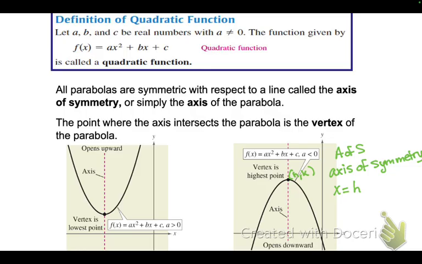Okay, what makes the parabola open up? What makes it open down? The first one. The A, right? Yeah. Okay, if the A is negative, it opens down. If the A is positive, it opens up. Am I good?